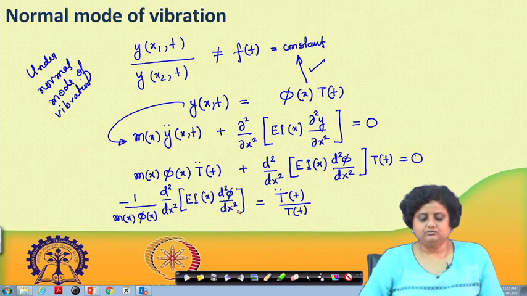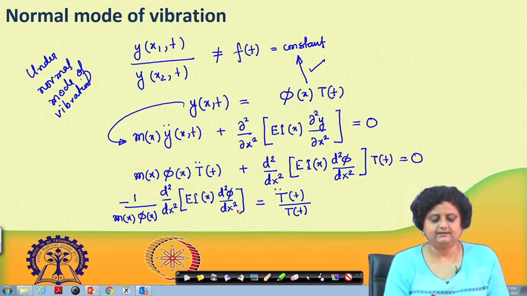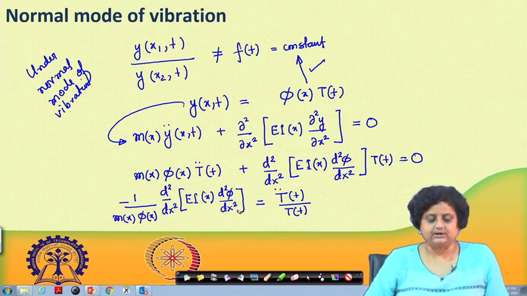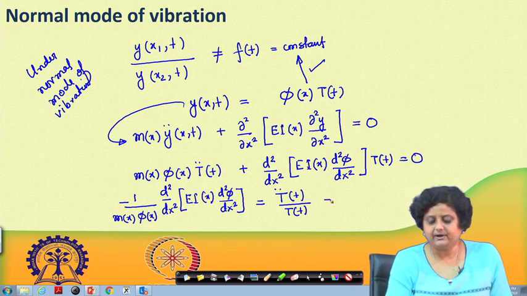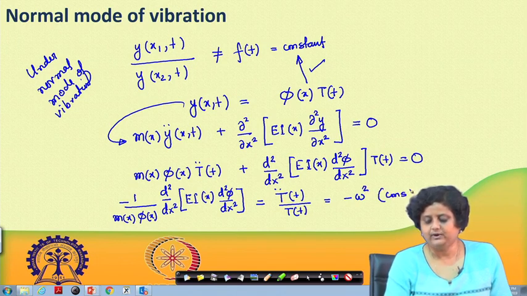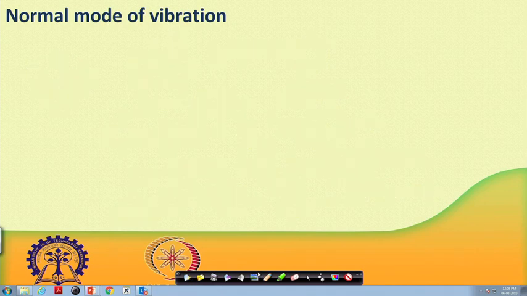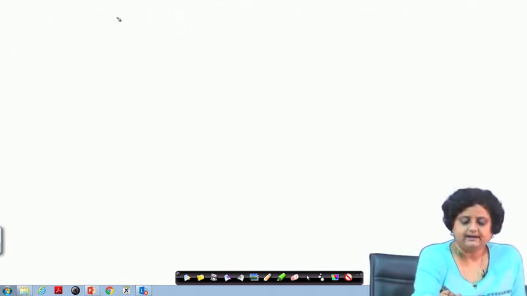Now, what I see is that the left hand side is purely a function of x. The right hand side is purely a function of time, and both of them are equal to each other. This is possible only when each of these is equal to a constant. So, let me call that constant minus omega square. We know that this omega is the natural frequency of the system, because T double dot by T is minus omega square. Now, if this is the case, let us try to solve this equation.